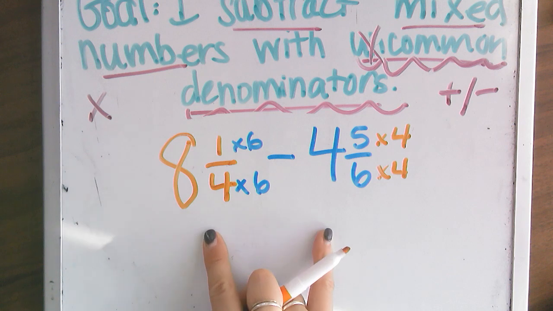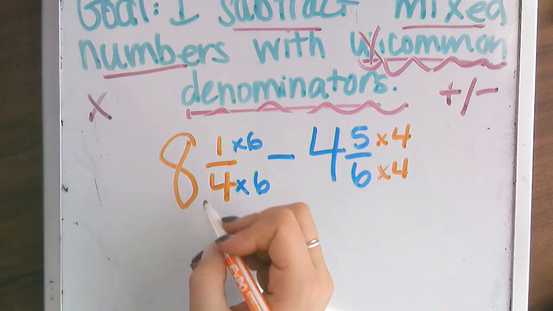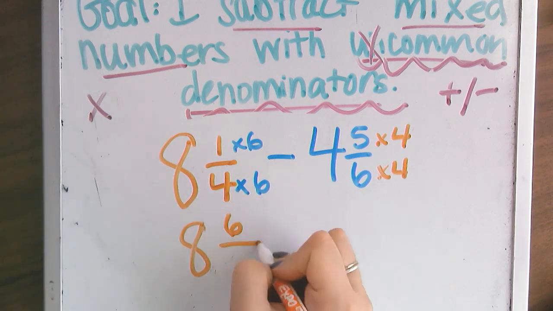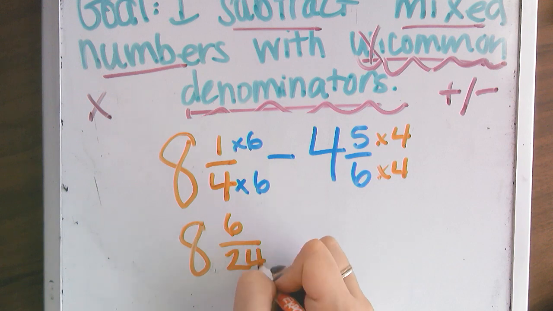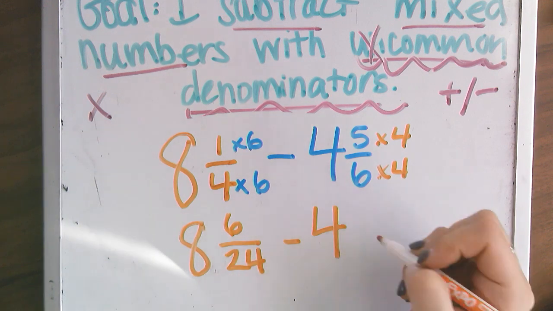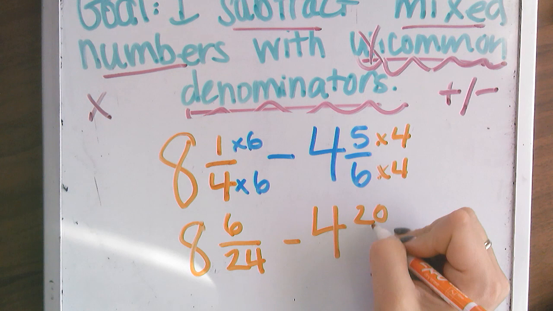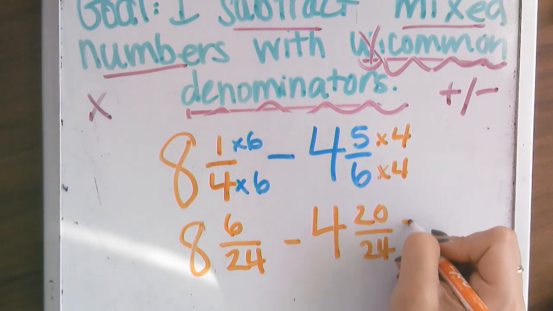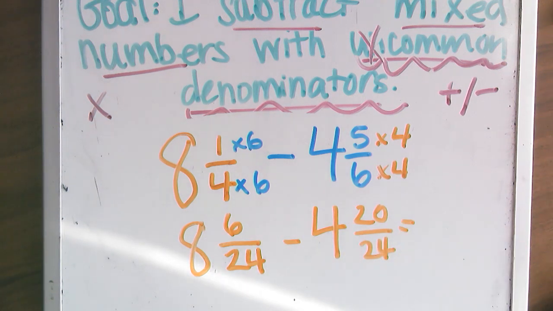And now I'm going to create my new fractions. So 8 6/24 minus 4 20/24. All right, I created my common denominator. I'm ready to go. Except I have 6/24 minus 20/24. That's a problem. If I have 6 things, I cannot take away 20 of them. So I have to regroup.